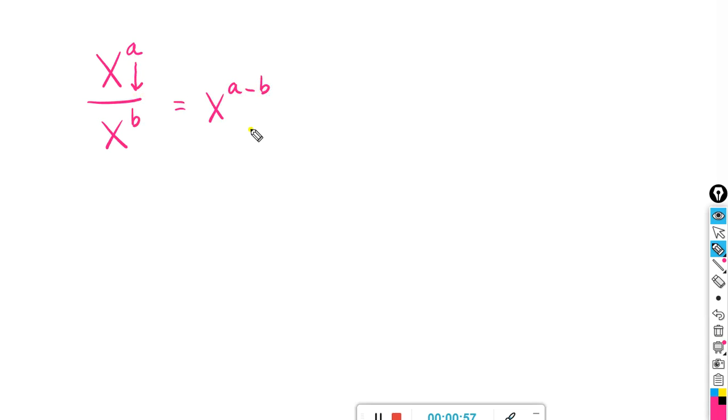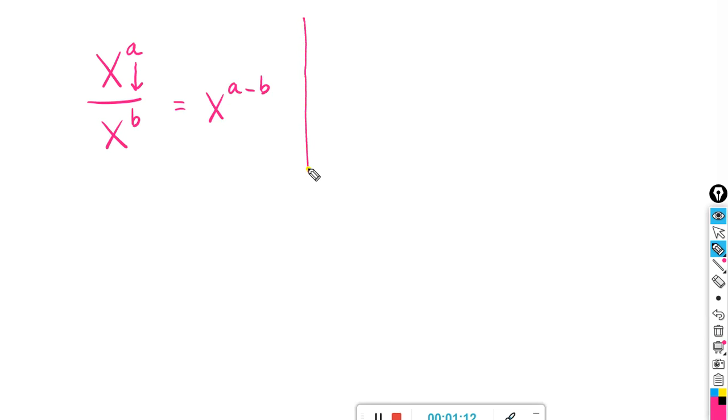All right, so this will work if the base number or variable matches, like this is x, and this is also x raised to an exponent. So in that case, you just subtract the exponent.